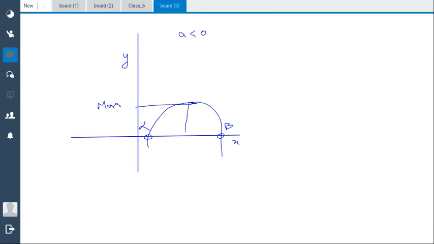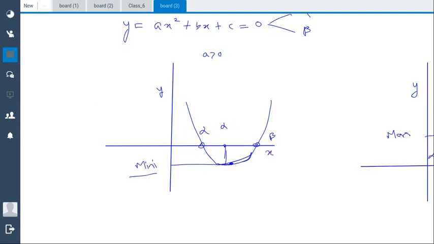At the midpoint, this is symmetric, and this parabola is a symmetric thing. So obviously at the midpoint, alpha plus beta by 2, you are going to get the maxima or minima. Here, you are going to get the minimum value. Agreed, my dear friends?